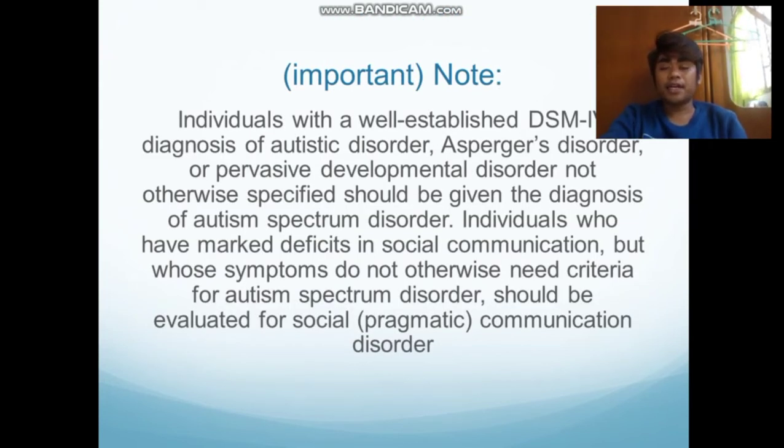Important note: individuals with a well-established DSM-IV diagnosis of autistic disorder, Asperger's disorder, or pervasive developmental disorder not otherwise specified should be given the diagnosis of autism spectrum disorder. Individuals who have marked deficits in social communication, but whose symptoms do not otherwise meet criteria for autism spectrum disorder, should be evaluated for social pragmatic communication disorder.